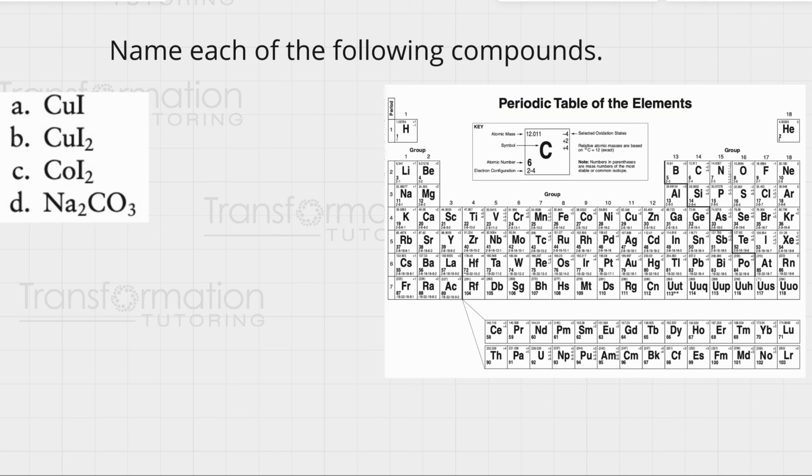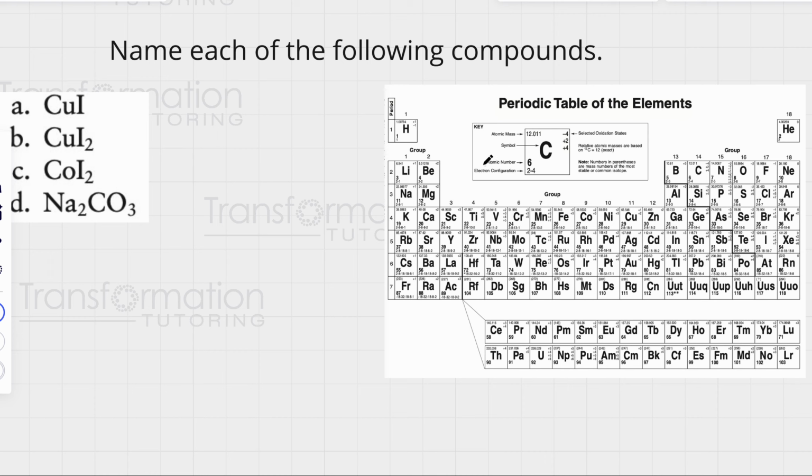Name each of the following compounds. We have CuI, CuI2, CoI2, and Na2CO3. First things first, we have to figure out what our compound is made from. So here we have copper and iodine.